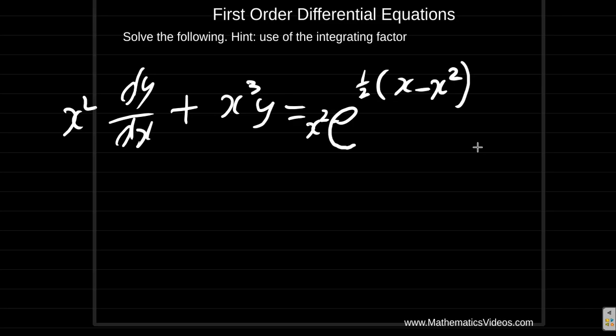Here we have a differential equation to solve, and I gave you a hint to use the integrating factor method. The differential equation is x squared dy by dx plus x cubed y is equal to x squared e to the half x minus x squared. I'm going to ask you to pause the video and solve it.